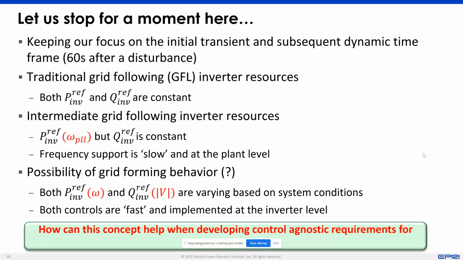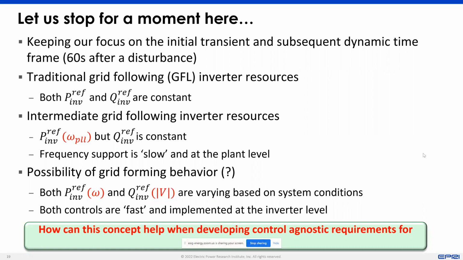Now, P and Q might slowly change over time based upon how the plant controller decides to change it. That's a slow variation. But in that transient time frame, the objective is to control P and Q. What could be an intermediate grid following inverter is something which has P change as a function of omega, but Q is still constant. Now, this can be slow frequency response provided by the plant controller. And then what could be the possibility of grid forming behavior is that both P and Q change as a function of omega and V.